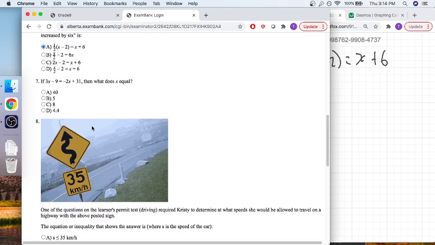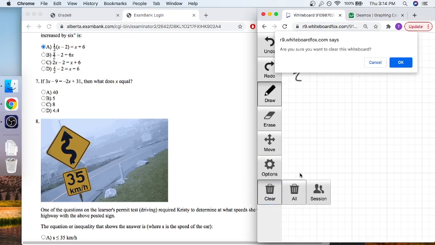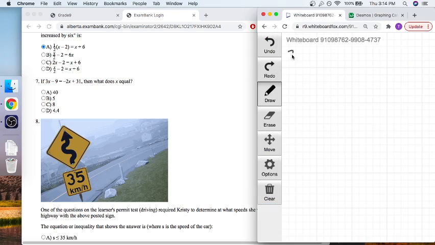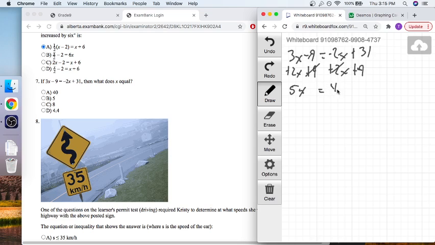If 3x minus 9 equals -2x plus 31, what does x equal? Okay. So bring the x's over to the left: 3x plus 2x equals 5x. And then we'll add 9 with constants over to the right side. These cancel out, these cancel out. And 31 plus 9 is going to be 40. Divide by 5, divide by 5. X is going to equal 8.